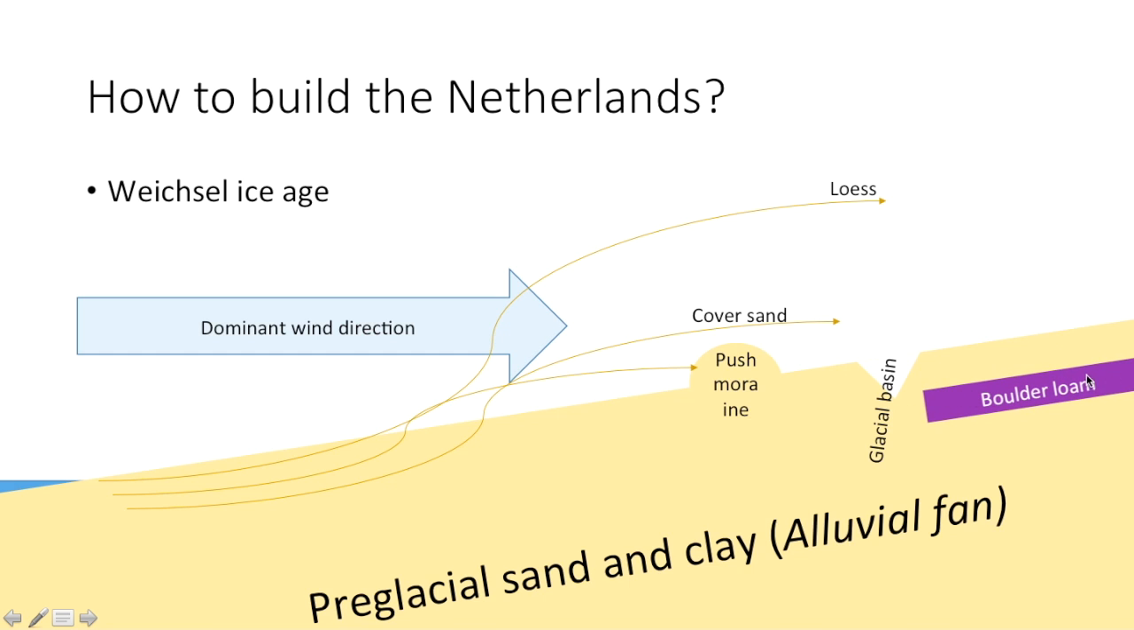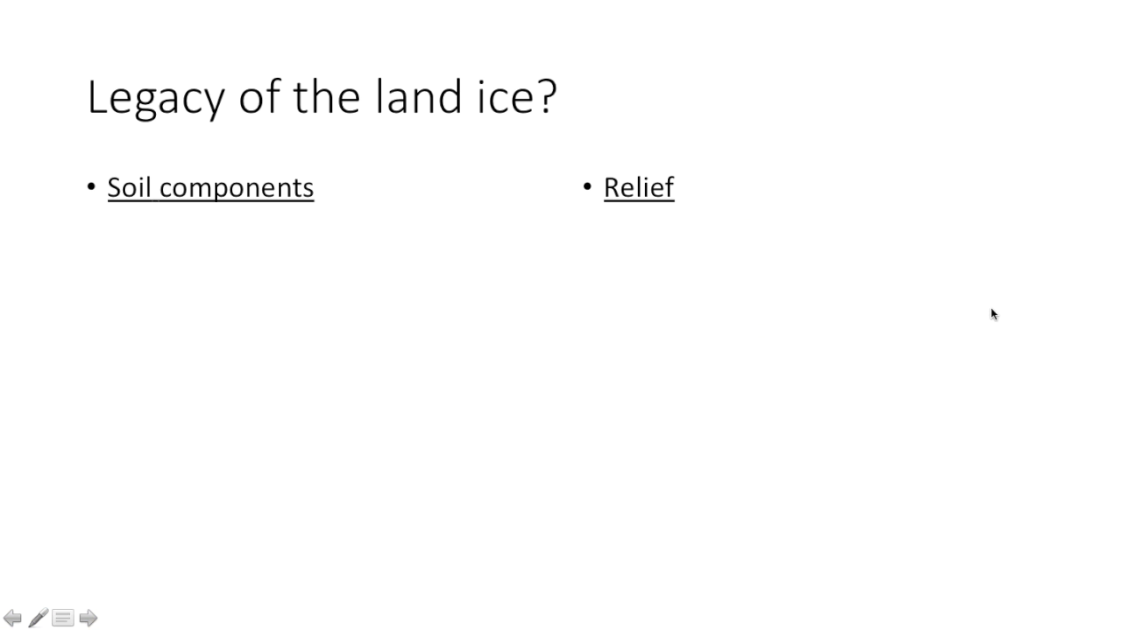So the boulderloam gets buried under a large layer of sand. Now, all of this is buried under a large layer of sand. It's been covered. All right? Everything gets covered in cover sands. This is what happens during the Weichsel Ice Age. The setup for the Netherlands at the beginning of the Holocene is a receded sea, the Netherlands covered in cover sands, with a push moraine somewhere, some glacial basins, and some boulderloam with several meters of sand on top of it.